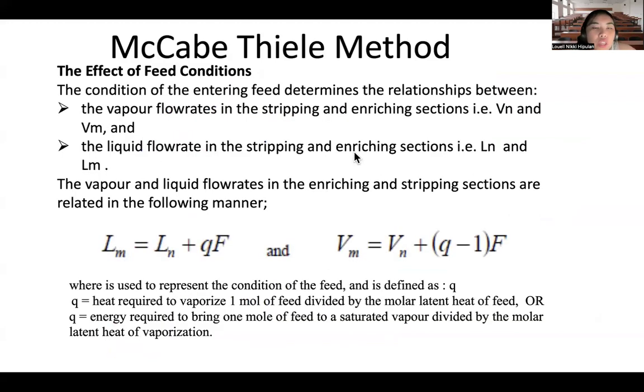So, the conditions of the entering feed determine the relationship between the vapor flow rates in the stripping and enriching sections, and the liquid flow rates in the stripping and enriching sections. So, the vapor and the liquid flow rates in the enriching and stripping sections are related in the following manner. So, this is the liquid flow rate in the stripping and enriching sections, and this is the vapor flow rate in the stripping and enriching sections. The Q here is the heat required to vaporize 1 mole of feed divided by the molar latent heat of feed, or the energy required to bring 1 mole of feed to a saturated vapor divided by the molar latent heat of vaporization.